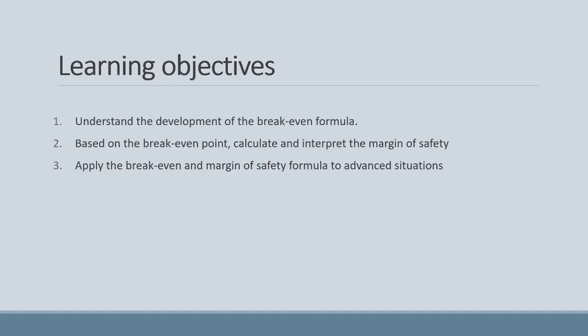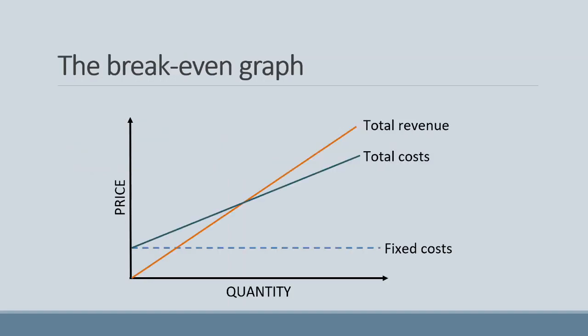This is important as when calculations get tricky, it often helps to take a step back and begin with the initial profit formula. Next, we will learn to calculate and interpret the margin of safety. Finally, we will apply the break-even and margin of safety formula to advanced situations such as target profits and sensitivity analysis. You should remember from part 1 of the series how we developed our break-even graph.